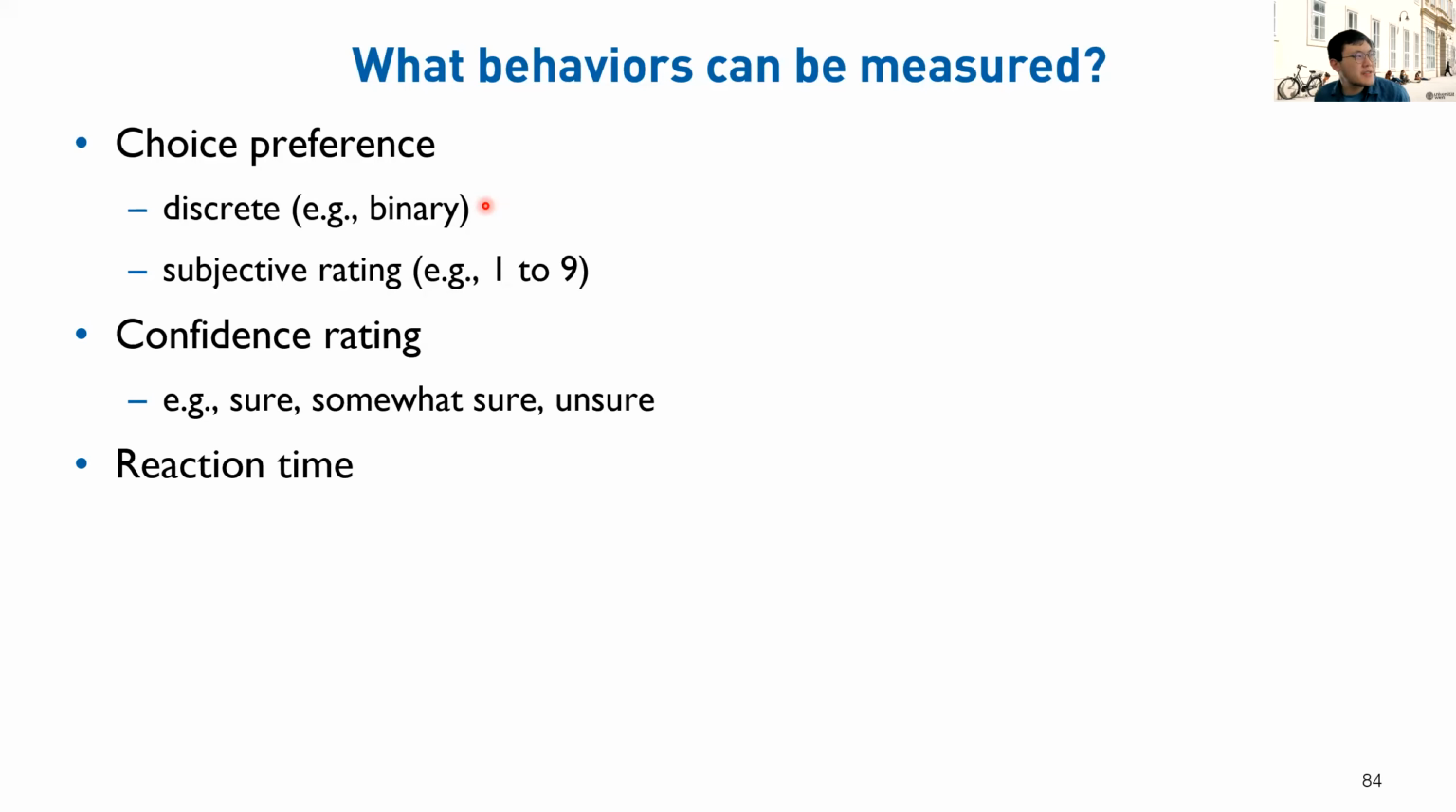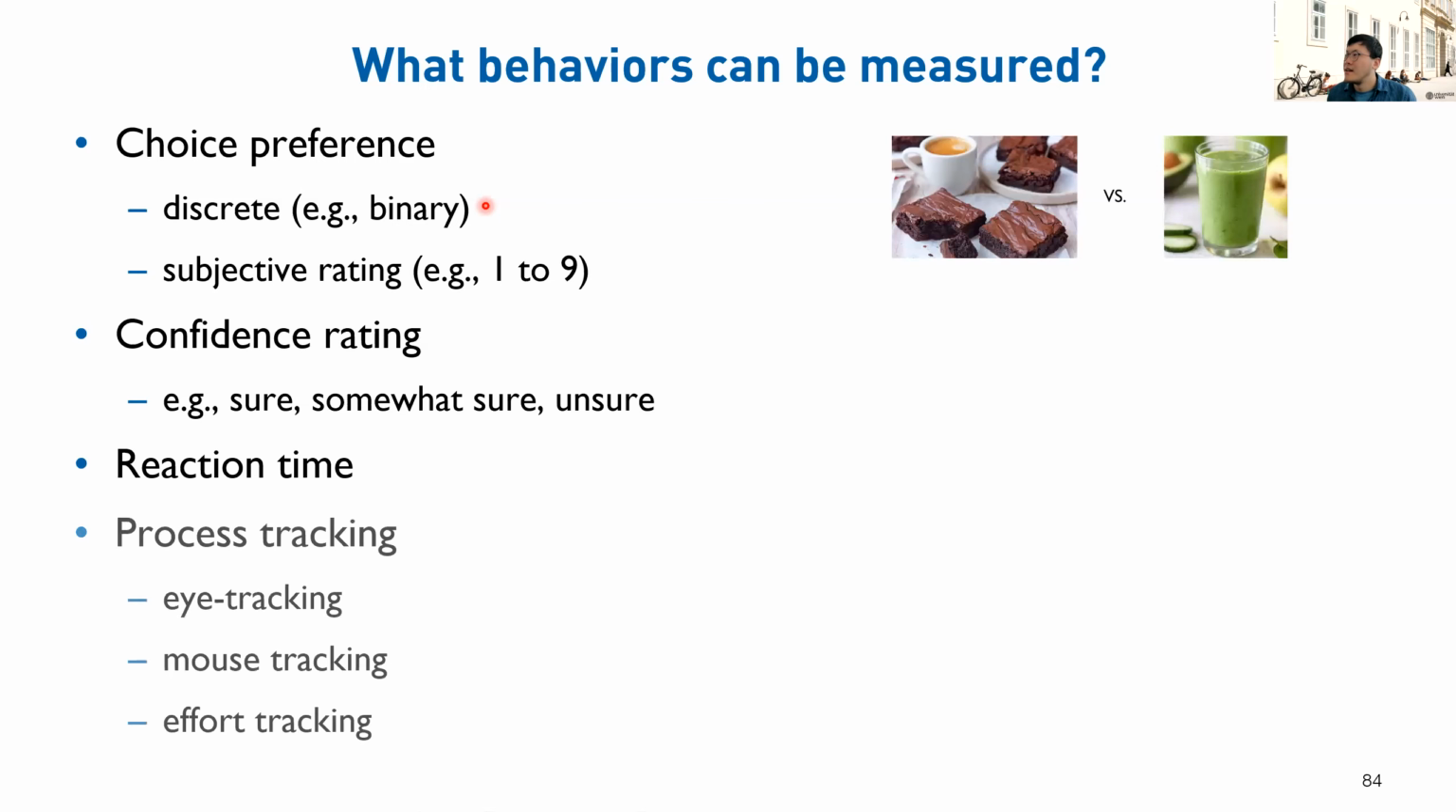And what else can be interesting? Reaction time, right? If I give you brownie versus smoothie, some people maybe just take it immediately, say, okay, brownie. And some people maybe have a difficult time deciding which one they want to choose. They are a little bit hesitant. And then in this case, the reaction time is longer. So reaction time is also a behavior window to look at.